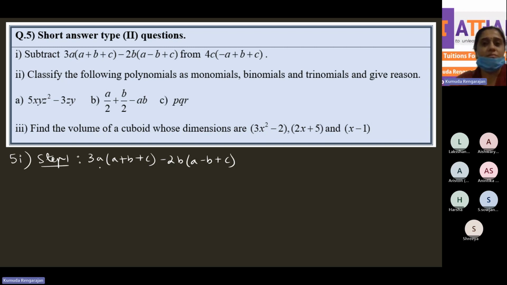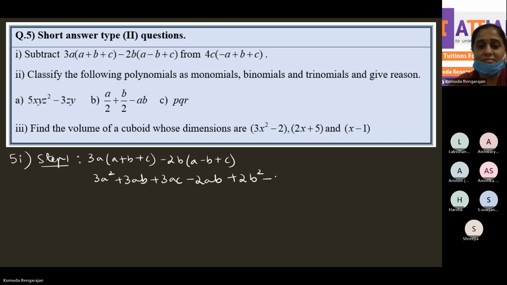Yeah, now Shivan, tell me this one. How do you multiply? So 3a square plus 3ab plus 3ac minus 2ab plus 2b squared minus 2bc. Yeah, now simplify the like terms.